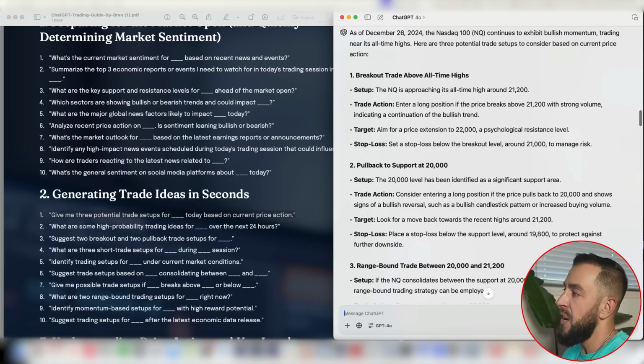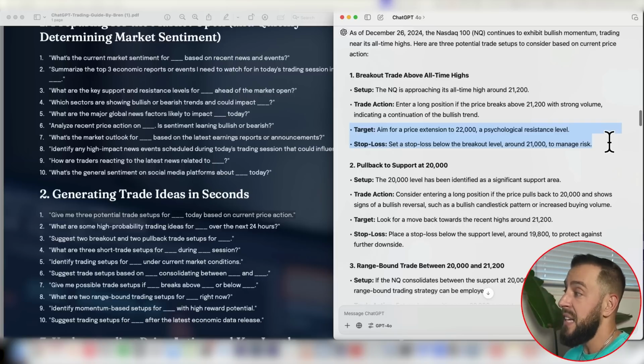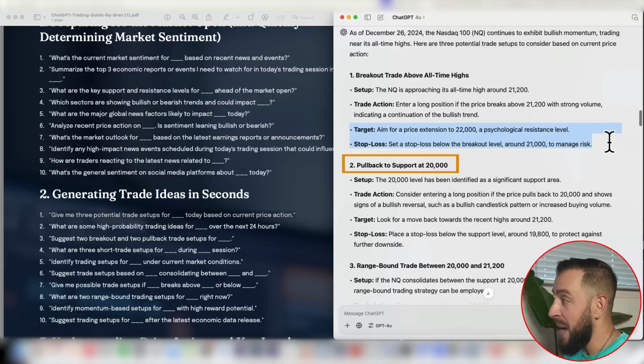All right, here we go. Number 1, the breakout trade above all-time highs. The NQ is approaching its all-time high. Trade action. Enter a long position if the price breaks above 21,200 with strong volume. Target. Aim for a price extension of 22,000. It gives you a possible price target. It gives you a possible stop loss. And it gives you some more trade ideas. Look, a pullback as well.